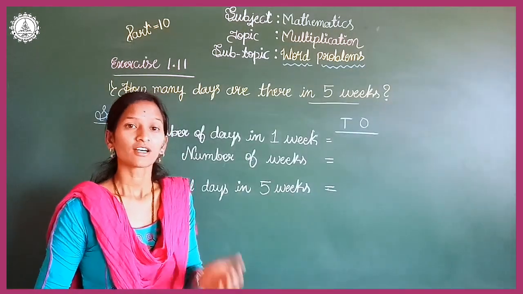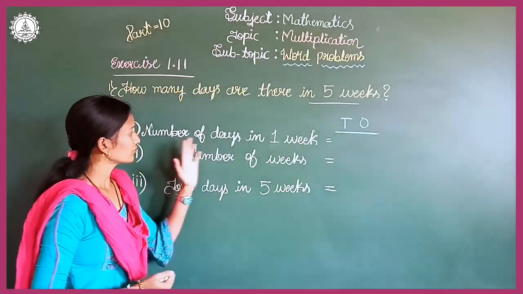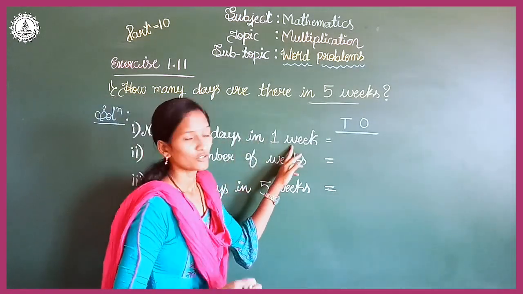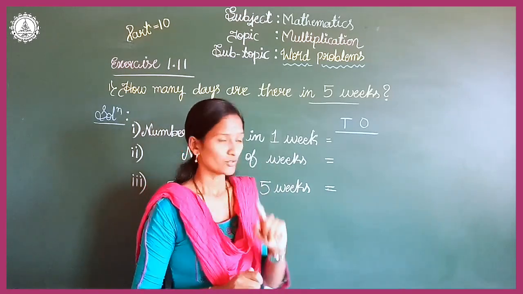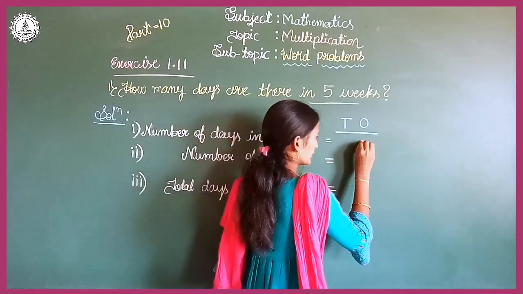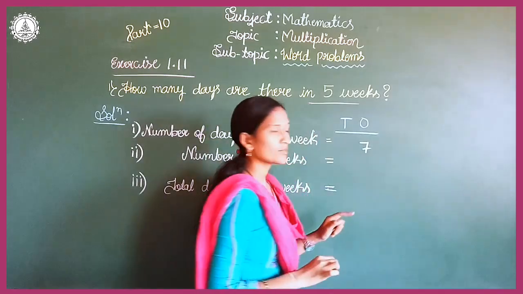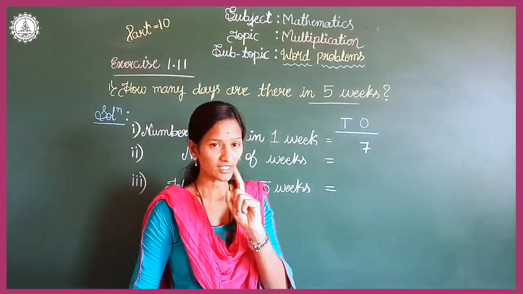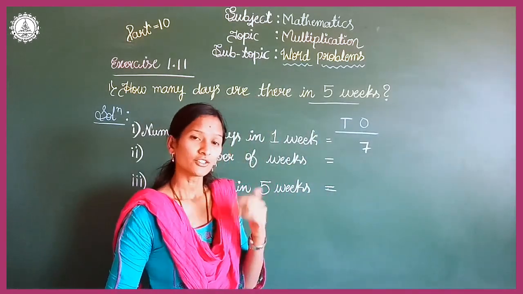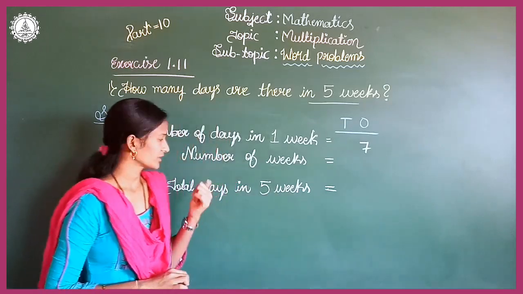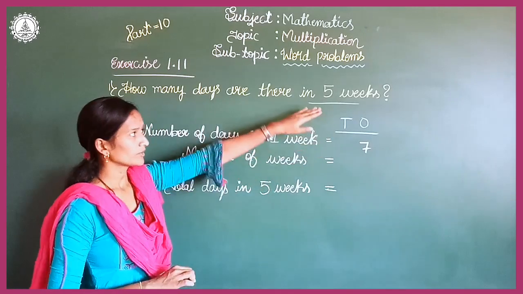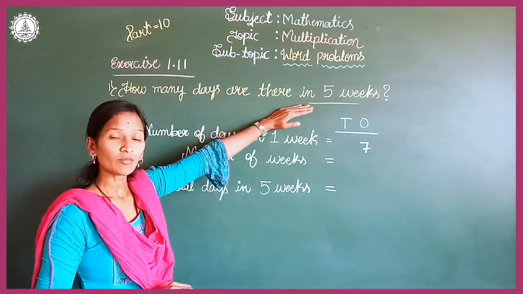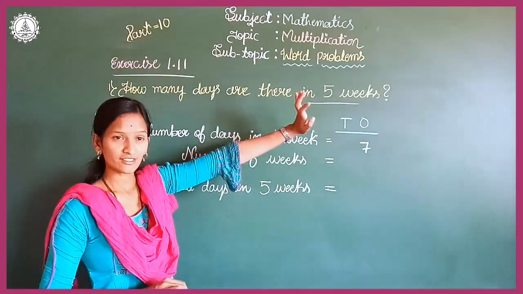So students, our first statement is the number of days in 1 week. So already you know in 1 week we have 7 days. So I am writing this 7 in the ones column because it is a single digit number, right? So which is our second statement? See here, number of weeks. Yes, in this problem they tell us to find out the number of days in 5 weeks, right?